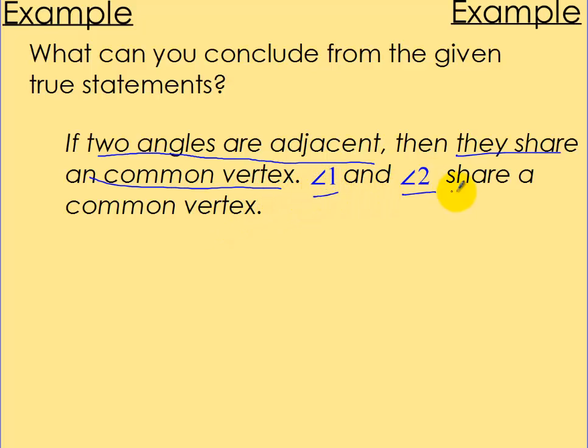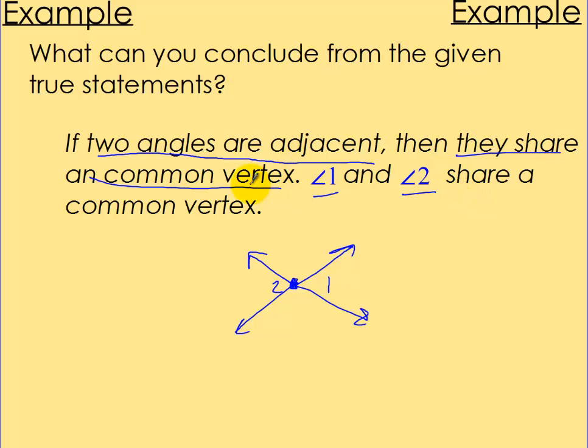Okay, we can also say, well, wait a minute. Angle 1 and angle 2 share a common vertex. Can we conclude anything from there? You might do this fast and say, okay, we can say they're adjacent. But is that true? Not really. They share a common vertex, but we can't conclude anything from this, because this could be angle 1 right here, and we could have angle 2 right here. These both share a common vertex. They are not adjacent to each other, because they have to share a common side. So this isn't necessarily true.